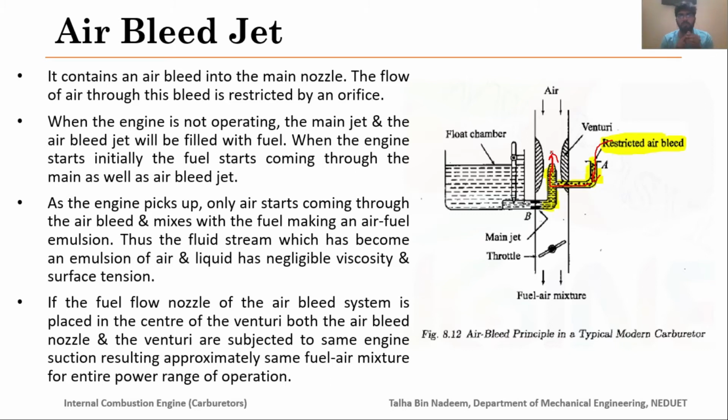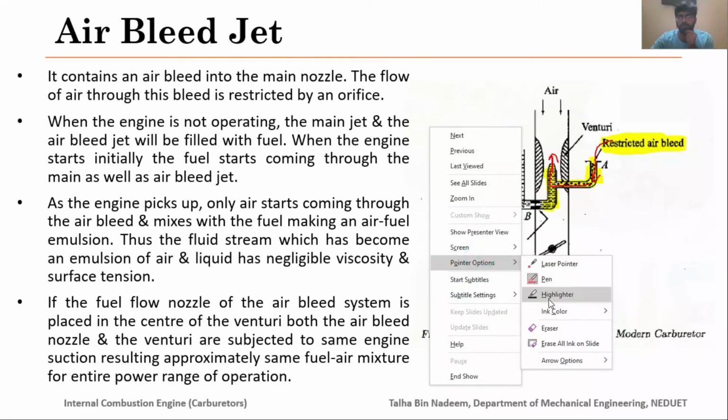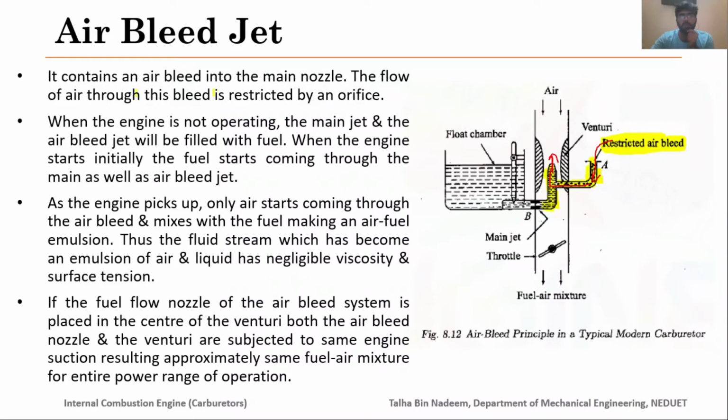So it contains an air bleed into the main nozzle. The flow of air through this bleed is restricted by an orifice. Here you can see that the airflow is being restricted by an orifice as well. When the engine is not in operation, the main jet and the air bleed jet will be filled with the fuel. When the engine starts, initially the fuel starts coming through the main as well as the air bleed jet, which I mentioned earlier as well.